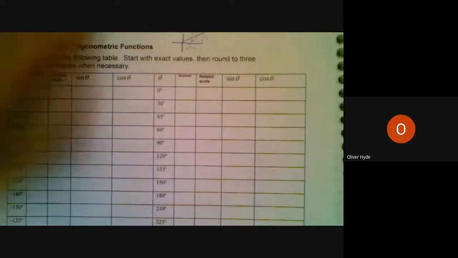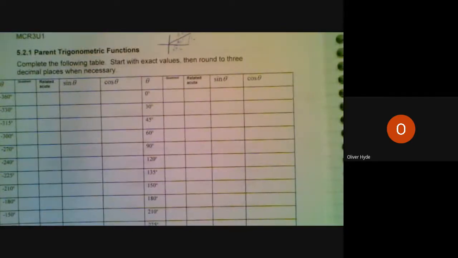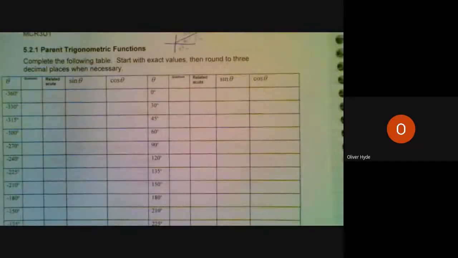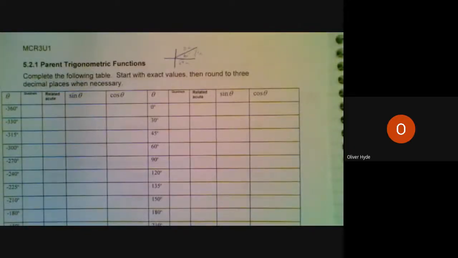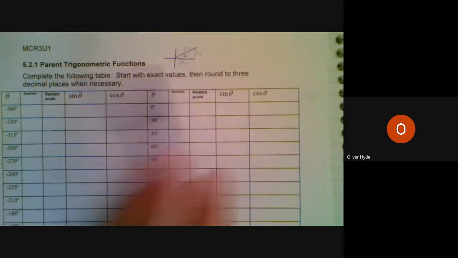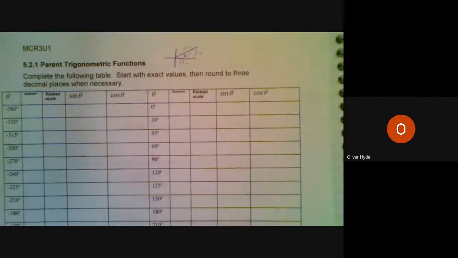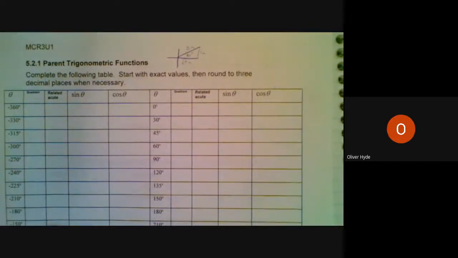The first time you approach this, you could always just type this into Desmos, but you're not going to get the experience of calculating these ratios yourself, of seeing the sine laws that we discovered in the last unit, seeing related acute angles again. So I strongly encourage you to go through this manually. It's not going to take as much time as it looks like, actually.